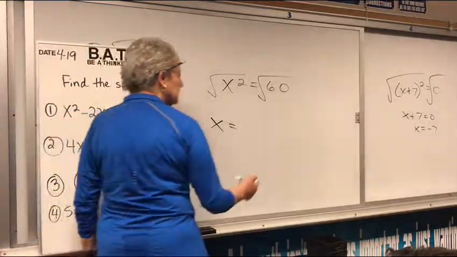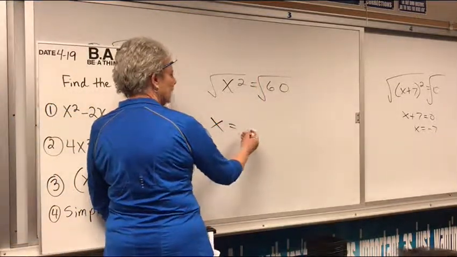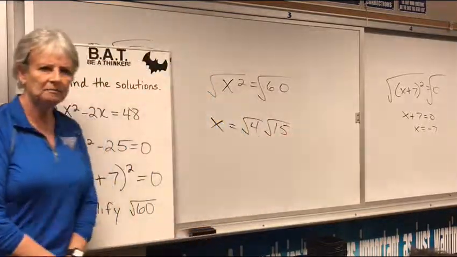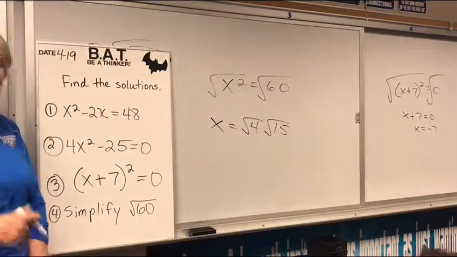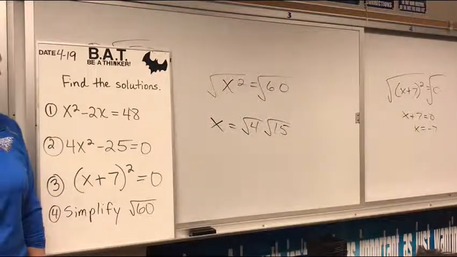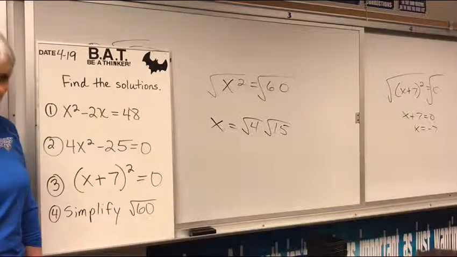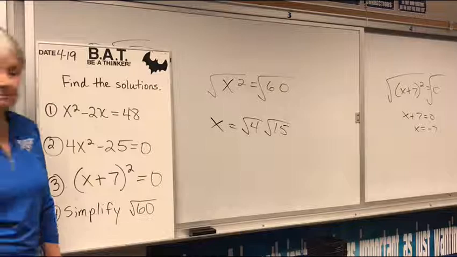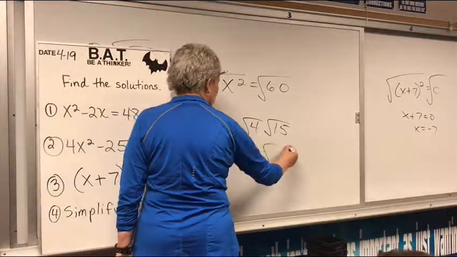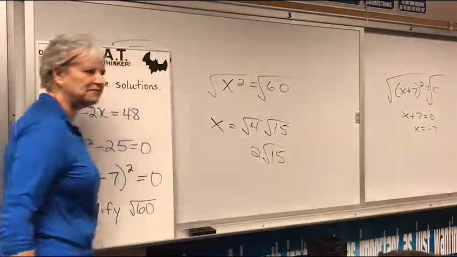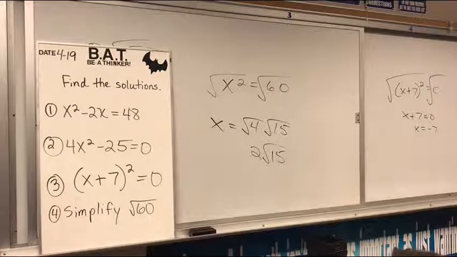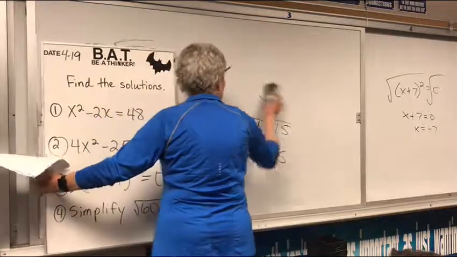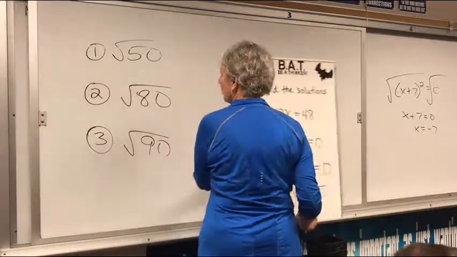The square root of 60 can be broken down into a perfect square and the non-perfect square. Remember that? Find the biggest perfect square that goes into 60. That's the only perfect square that goes into 60. Final answer, 2 radical 15. Questions? Okay, let's do these three and continue with the lesson, and then we'll do the story problems.